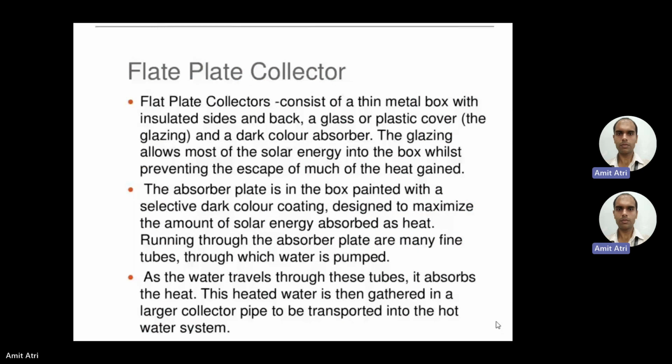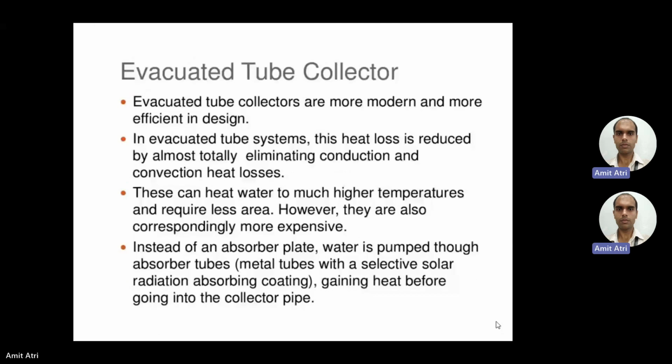Solar radiation from the top. Now they are coming from transparent screen to black absorber plate. Now it is absorbing the heat. From there, these tubes. In the tube, the water is flowing and it is carrying away the heat and it is stored there. Next one is the evacuated tube collector.